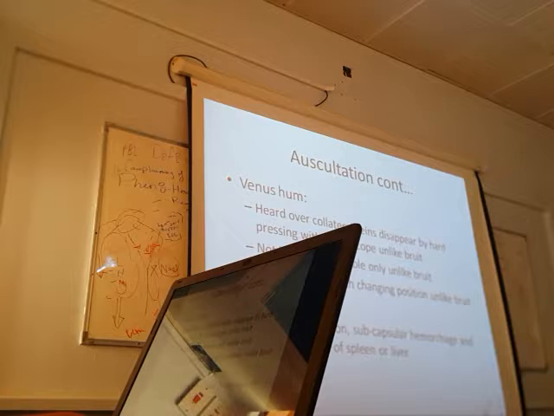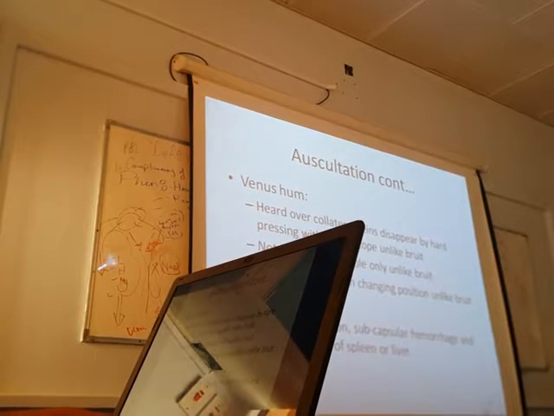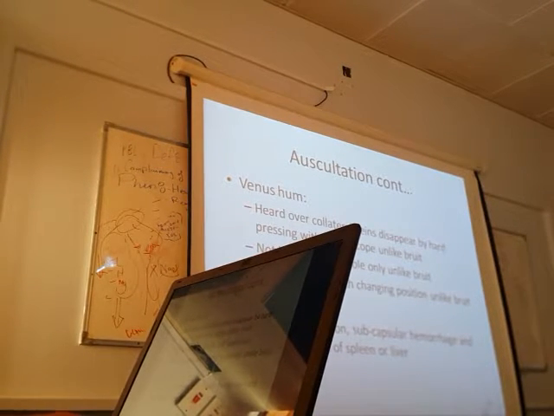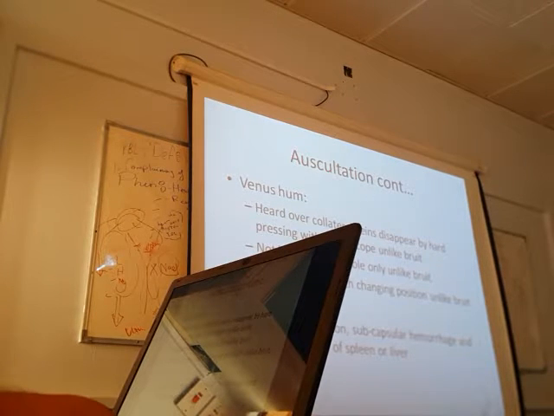Okay, the sounds are not localized to systole only, like bruit. They may disappear with changing position like bruit. So the hum can change with position. Okay, so that's very important.